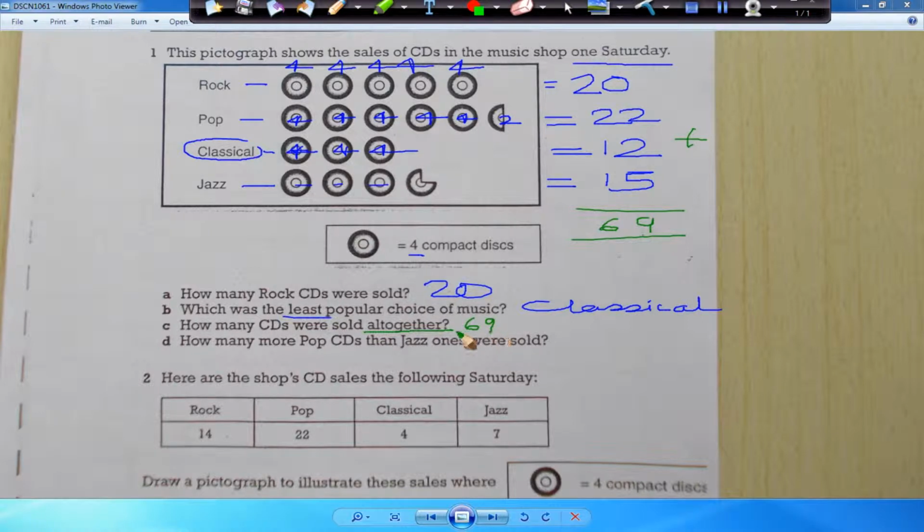Okay, please try not to go ahead of what we're doing here. The class is doing this together. How many more pop CDs than jazz ones were sold? Now, this is a question that requires us to compare.